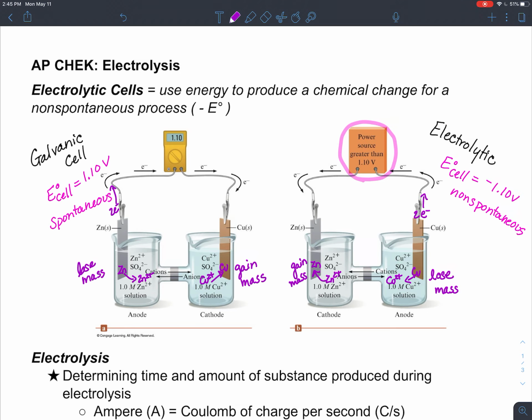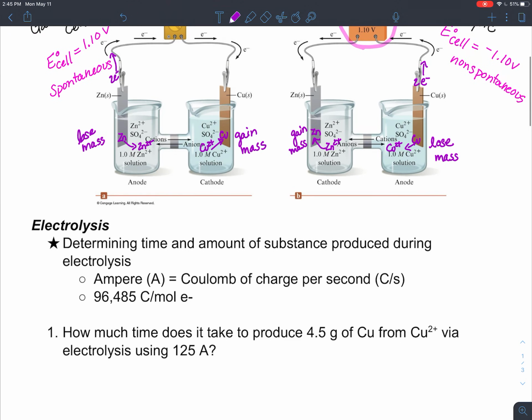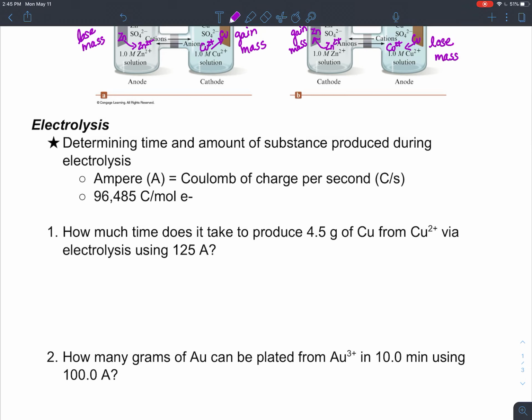There are ways that we can calculate that loss or gain of mass, especially when it comes to the electrolytic cell. A lot of times we'll be asked to do that. Electrolysis is determining time and amount of substances produced during that process. We're going to see a new unit here called an ampere, or an amp. It's a coulomb of charge per second, so coulomb per second. And then, of course, we see Faraday's constant, the coulomb per mole of electron.